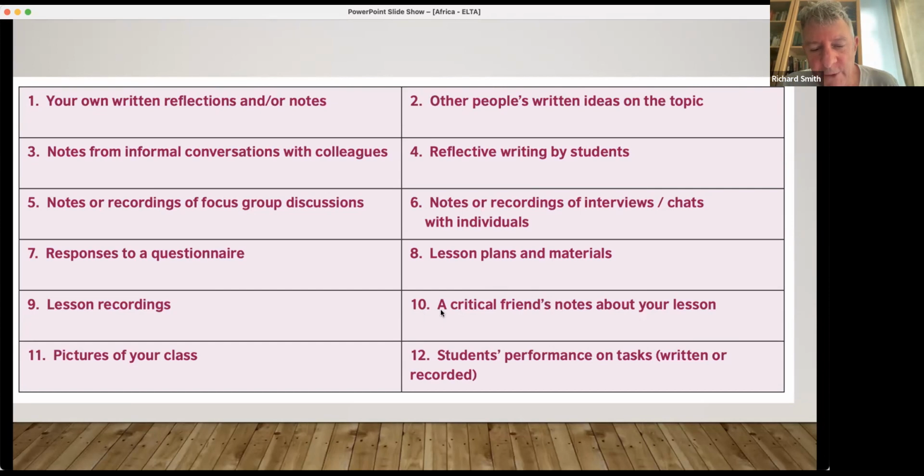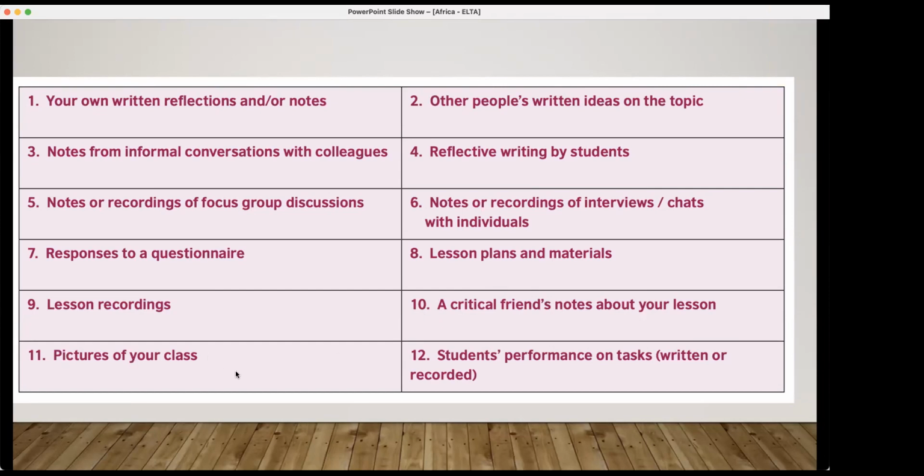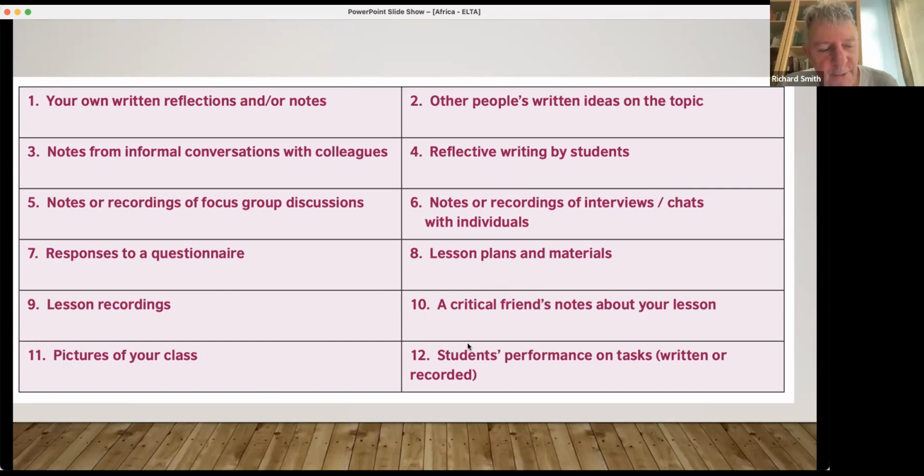Number 10, we've talked about already. Number 11, sometimes photographs can be a useful way to answer a question. And finally, number 12, what students actually do when they do homework or when they do pair work in the class, for example, can be important.